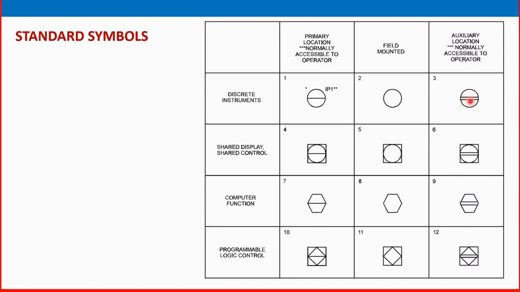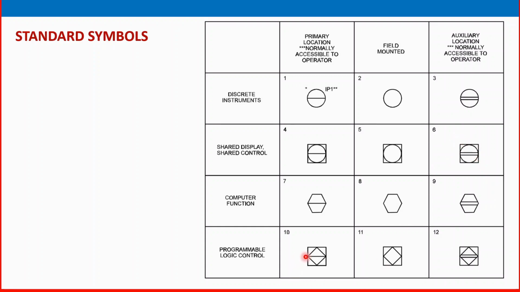It is shared. Auxiliary location, normally accessible to the operator, that is also behind the panel. Sometimes it is behind the panel of the local equipment room. And this one is a shared display, shared control. This is in the control room, this one.